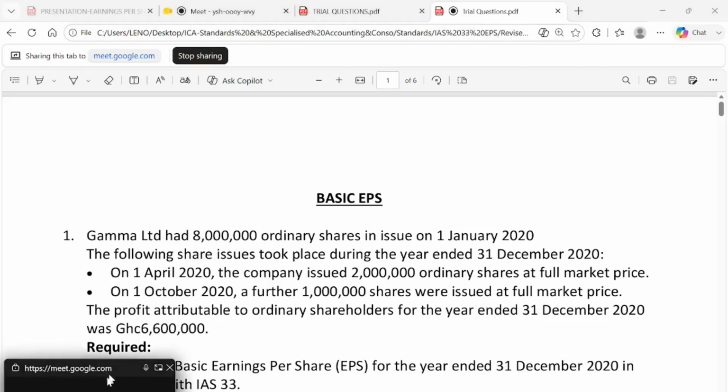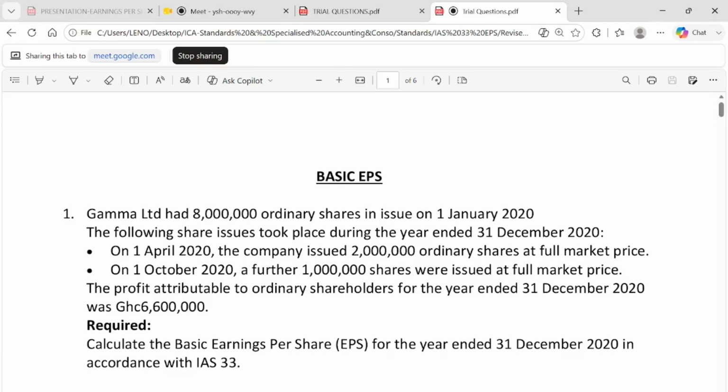All right. So this is what basic earnings per share at full market price is. Let us look at this question together. You have Gamma Limited. Gamma Limited had 8 million ordinary shares in issue on 1st January 2020. The following share issues took place during the year ended 31st December 2020.